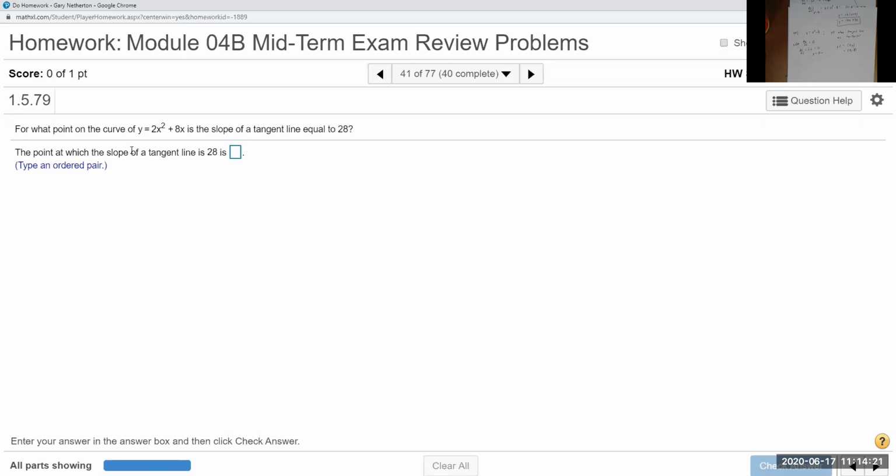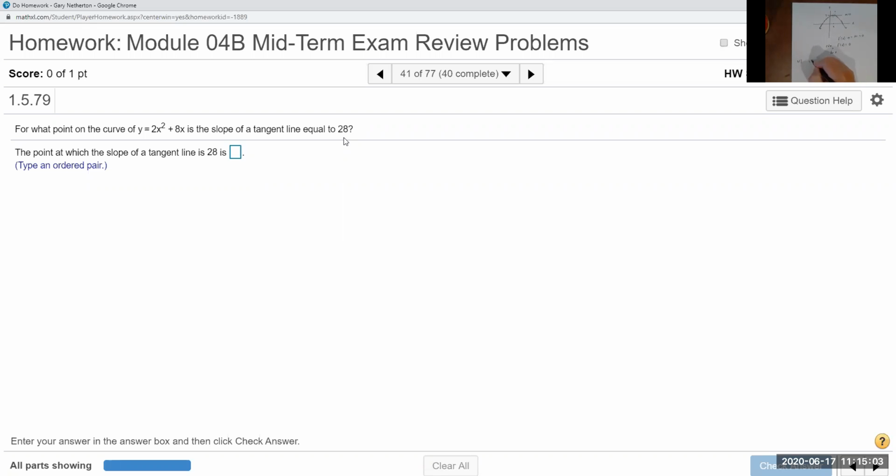Now here, problem 41: for what point on the curve y equals 2x squared plus 8x is the slope of the tangent equal to 28? The problem we just did, we set the slope of the tangent line equal to 0 because that's what a horizontal line is. Now they're saying set the slope equal to 28 and find the point on the curve where the slope is 28. All right, we can do that. We're going to write down this information and we can work it out. So this is problem 41.